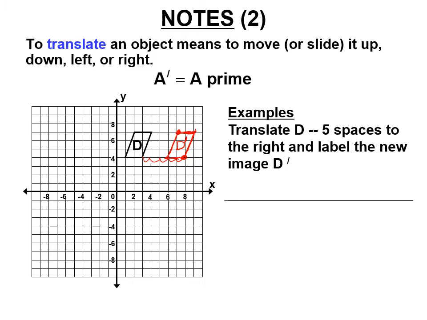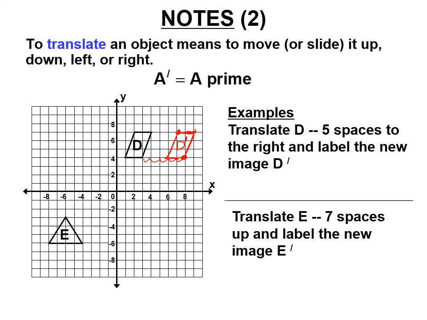All right, so let's try another one. Let's try E, and what does it say to do? It says translate E 7 spaces up and label the new one E prime. So we're here, we're going to go 1, 2, 3, 4, 5, 6, 7 spaces up. You should get the exact same triangle, a congruent triangle. And we're going to label that one, clean it up, and call it E prime.